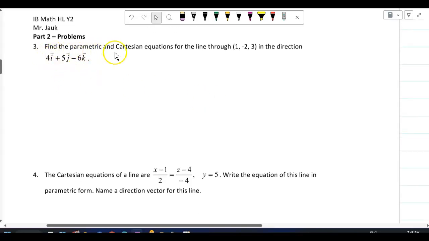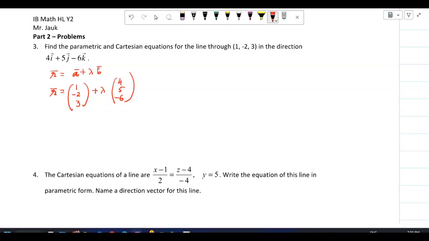Find the parametric and Cartesian equations for the line through (1, -2, 3) with direction vector 4i plus 5j minus 6k. R is equal to A plus lambda B. What's your A? My A is the position vector of the known point, which is (1, -2, 3). This is plus lambda times this, your direction vector. That you mixed up conceptually.